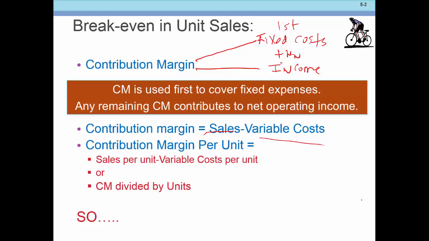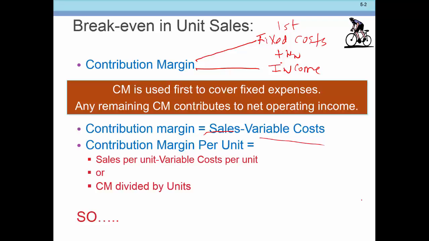Okay, now we've seen that contribution margin is our sales minus our variable costs. Variable costs change with the level of production, don't they? And so as I produce units, I have to cover that variable cost right out of the gate to have anything left over for a contribution margin, right? So I take my sales minus my variable cost. That gives me my contribution margin.